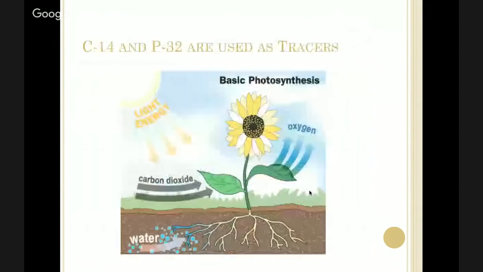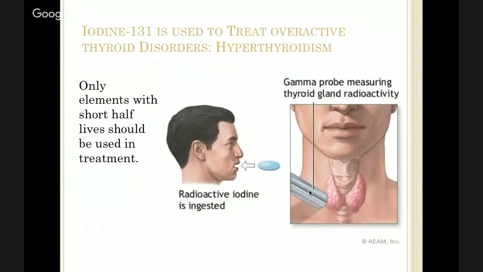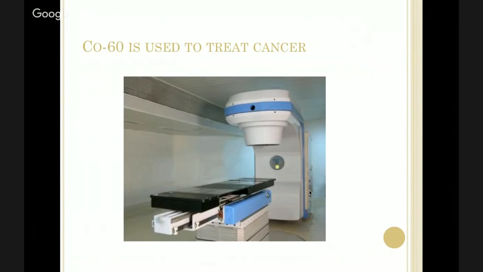We can use it to date rocks. We can use it as tracers to figure out how photosynthesis might work. We can use iodine-131 specifically, like I mentioned before, in thyroid disorders. We take a little tablet. It will highlight the thyroid if there's a problem. So iodine for thyroid. We can use cobalt-60 as a tracer as well. It traces through your brain to see if there's any cancer in your body. So cobalt-60, cobalt for cancer.